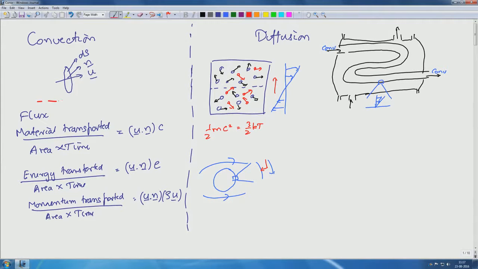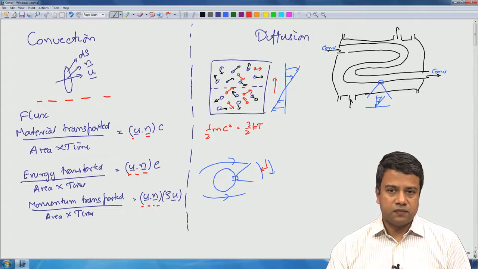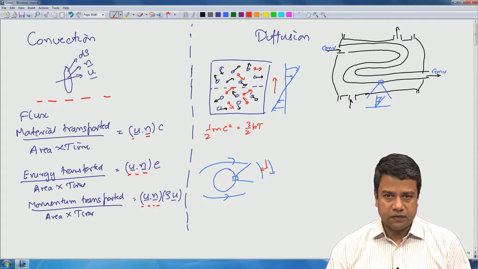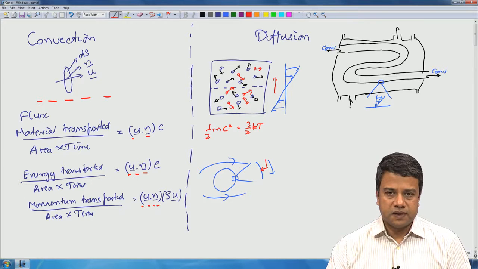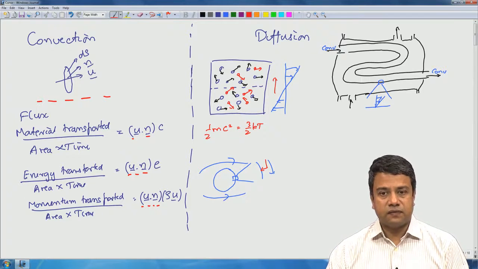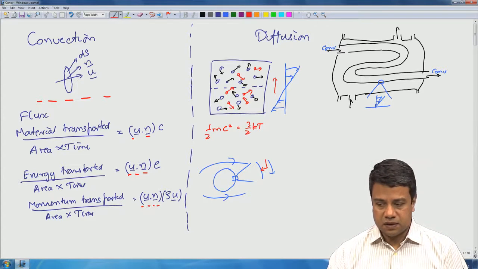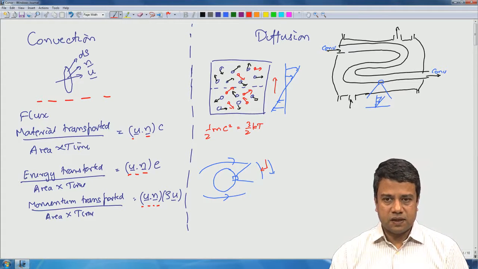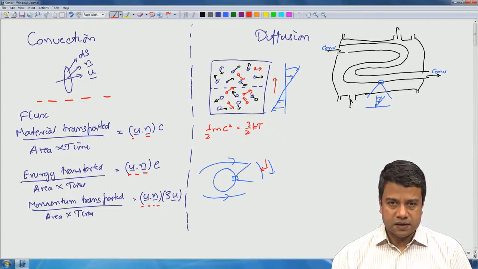Convection is due to the mean velocity of the molecules, and the flux is equal to the component of the velocity perpendicular to the surface times the density of whatever is being transported, whether it is mass, momentum or energy. Diffusion flux is due to the fluctuating molecular velocities, not the fluid mean velocity. As I had explained in a previous lecture, the fluid velocity is the vector sum of the velocities of all of the molecules, whereas the fluctuating velocity is the molecular velocity minus the mean velocity.